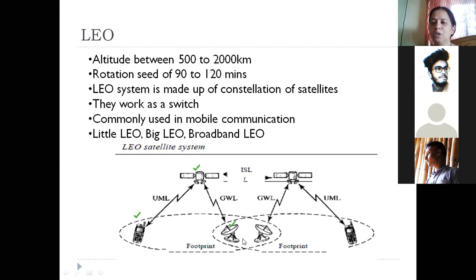Generally LEOs are again categorized into 3 types, that is little LEO, big LEO, and broadband LEO. The discussion of these is beyond the scope of our discussion here. So I want you all to Google a little and find out about these, but at least you must know that there could be different LEOs like little LEO, big LEO, and broadband LEO. They will generally allow you communication.